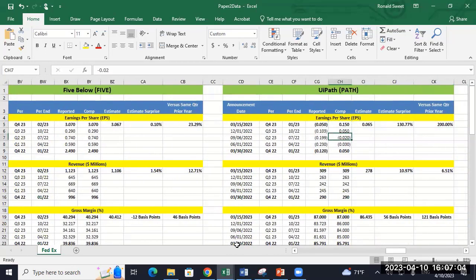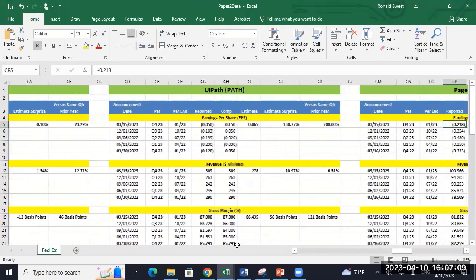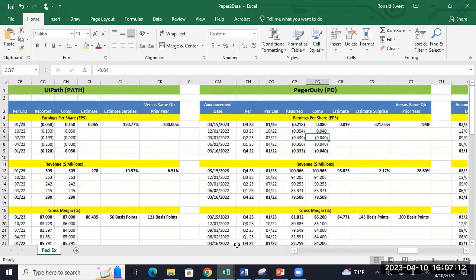Let's see if I can find any others. That's UPath, so it's positive to positive, but there are negative numbers in between. Here's one. You went from a negative to a positive. In that case, don't give me a percentage. It doesn't make sense. So you can say Pager beat expectations by 321% and switch from a negative 4 cents to a positive 8 cents. You just give the amounts and point out that he went from a loss to a gain. So you can't always do percent, but if you can do a percent, do a percent.